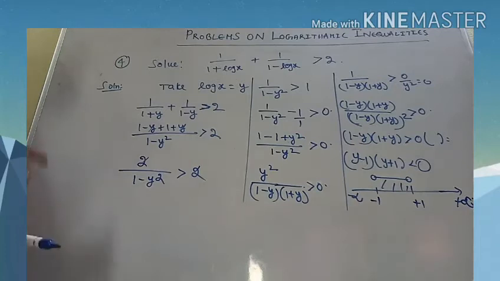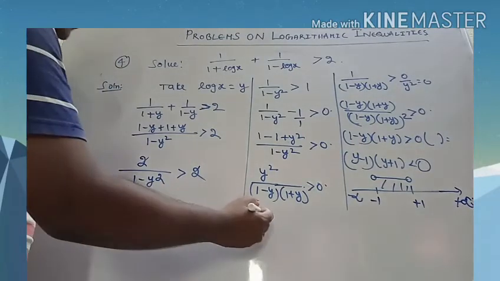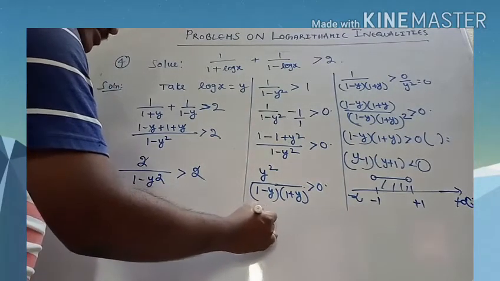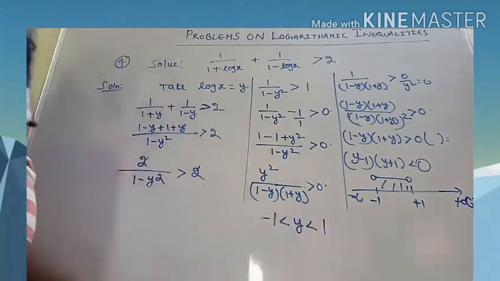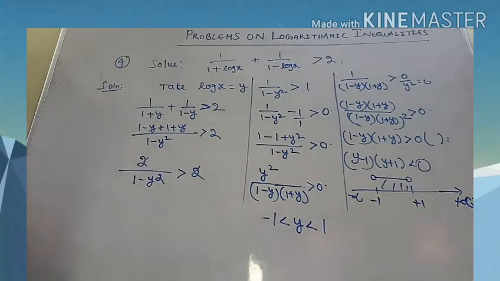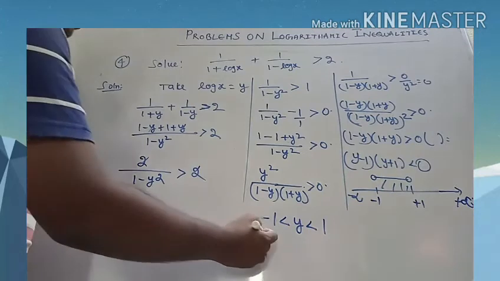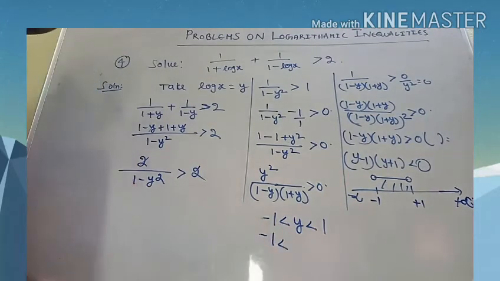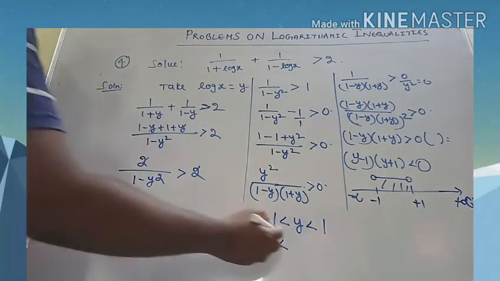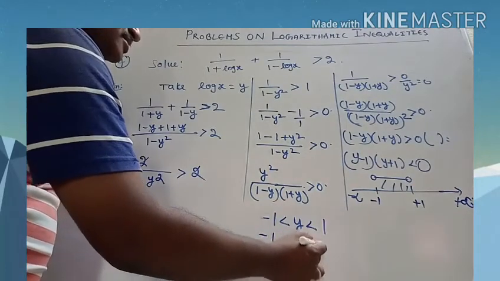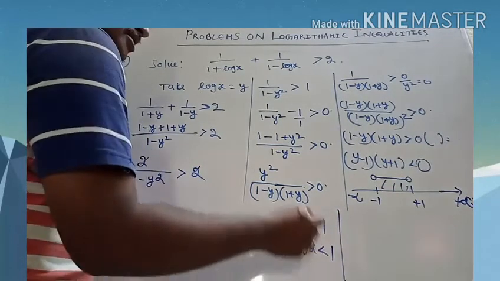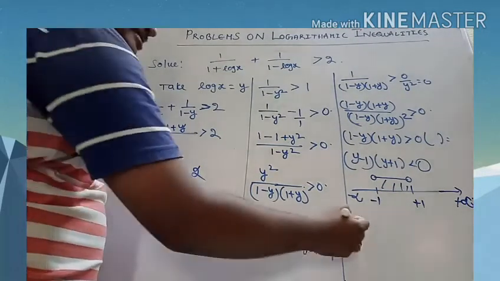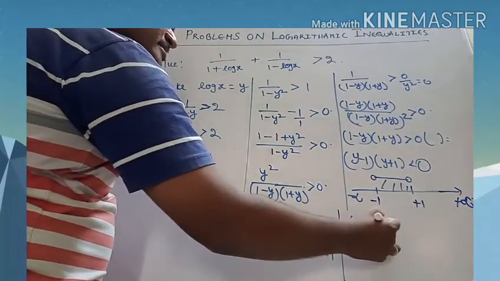That means the y value lies between minus 1 and 1: minus 1 less than y less than 1. Here y is log x, so minus 1 is less than log x, and log x is less than 1. Okay, let us take both. Minus 1 less than log x means log x is greater than minus 1.